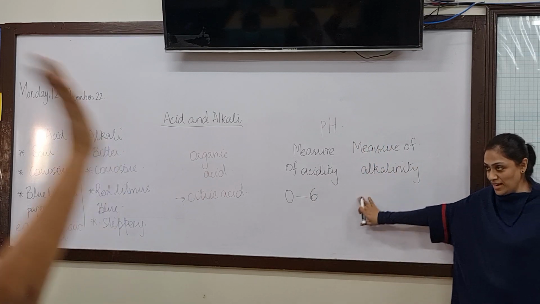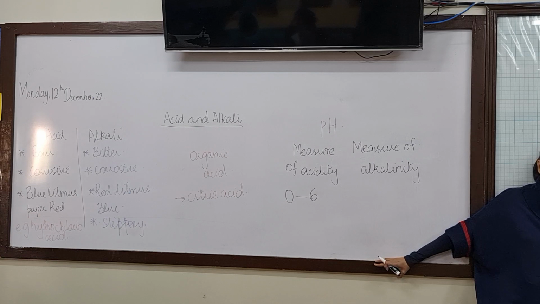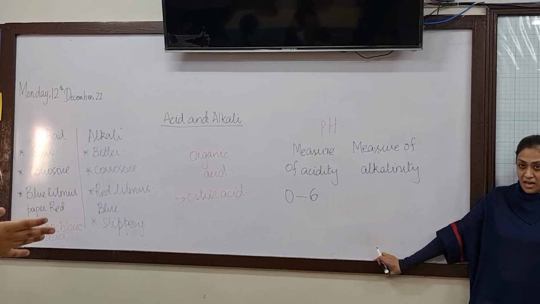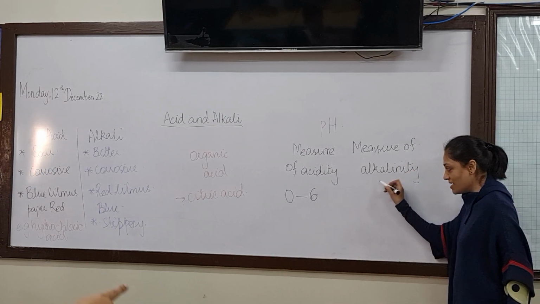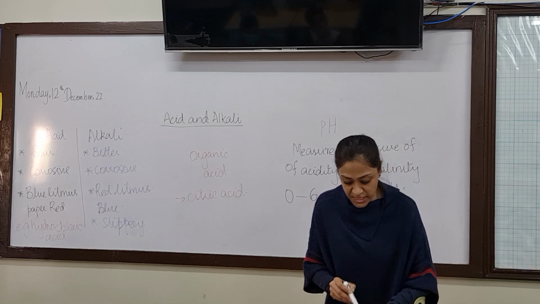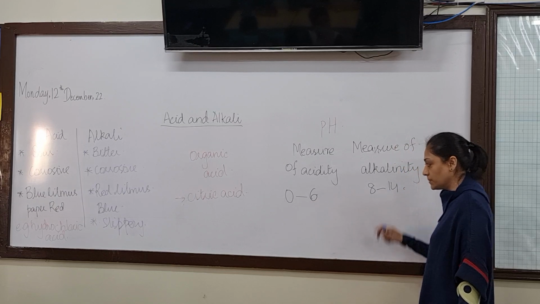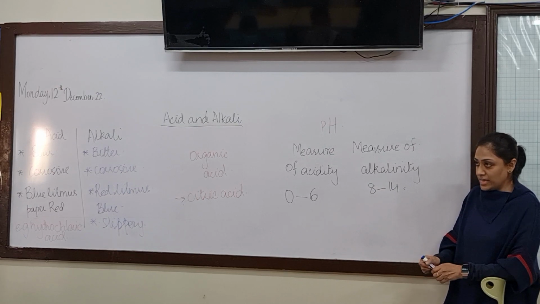And what is the measure of alkalinity? It means the range of the numbers that indicate that some substance is alkaline. Get an idea? Yes, Ryan. Arif. 7 to 14. That is, 8 to 14, that is the measure of alkalinity. So all the substances that come in the range of 0 to 6 and 8 to 14 have specific acidic or alkaline properties.